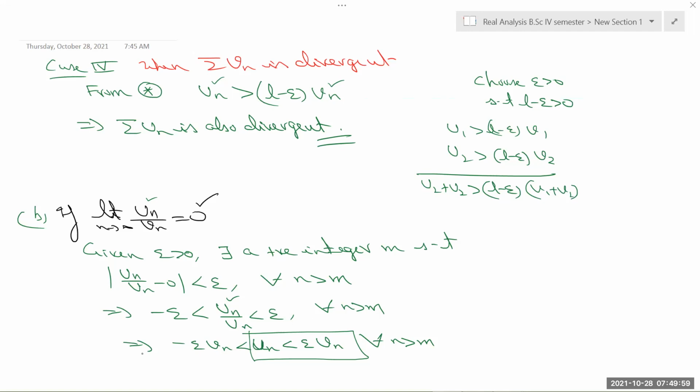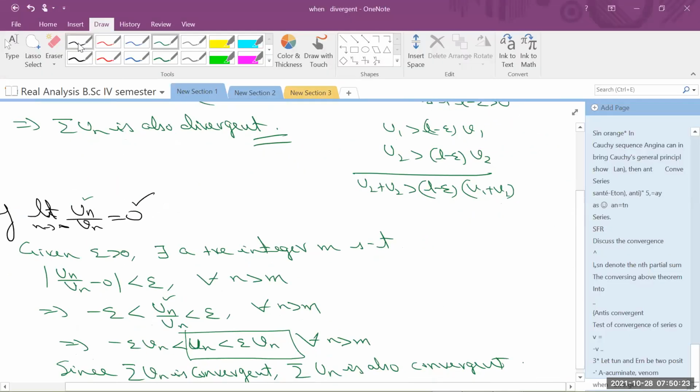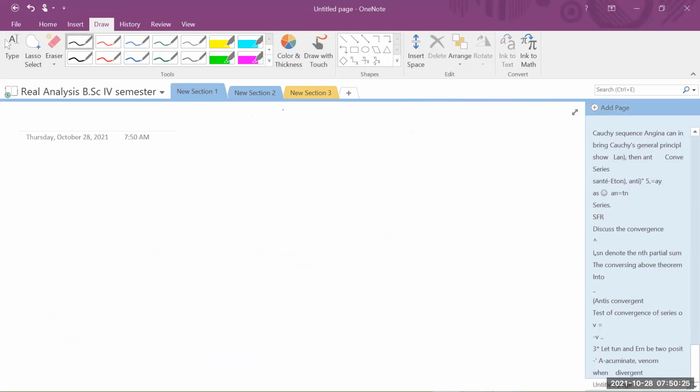So from here I can say that since series Vn is convergent, this implies series un is also convergent. Similarly, one can do the last part. Let me also explain this.